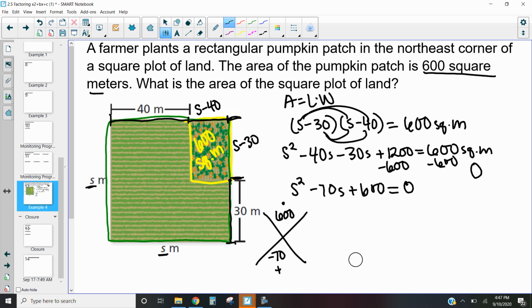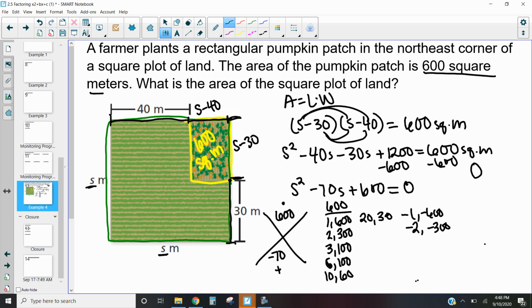Now 600 has a lot of factors, so I'm just going to list some of them, but be aware that there are more than just this. So for 600, some of the numbers I can multiply are like 1 and 600, 2 and 300, 3 and 200, 6 and 100, 10 times 60, 20 times 30. But also remember, those are all the positive factors. I also have the negative ones. So negative 1 and negative 600, negative 2 and negative 300, and there are more here.